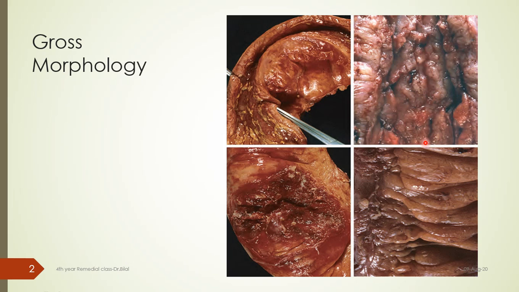This gross picture shows something that is known as linear ulcers. You can see these are ulcers that are running from one end to another end. This one is one linear ulcer, another one, another one, another one. So this is another important feature of Crohn disease.